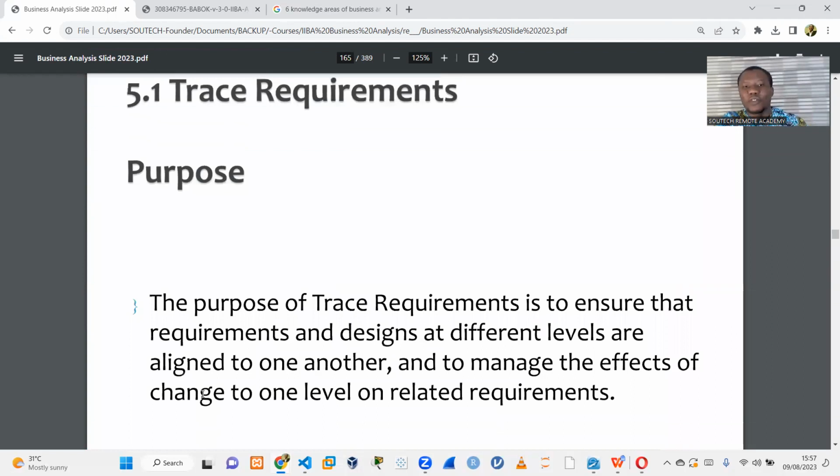Now, let's look at the very first one, trace requirements. So why do we need to trace requirements? We need to ensure that requirements and designs at different levels are aligned to each other. At times, a client is going to say, okay, please, can we do this? Oh, can we do this? You don't accept everything. You need to make sure that these things are within alignment to the original goals and plans of the project.